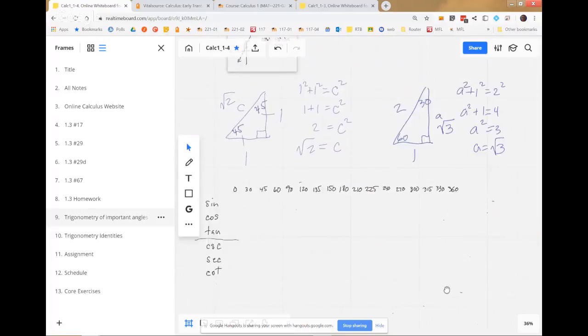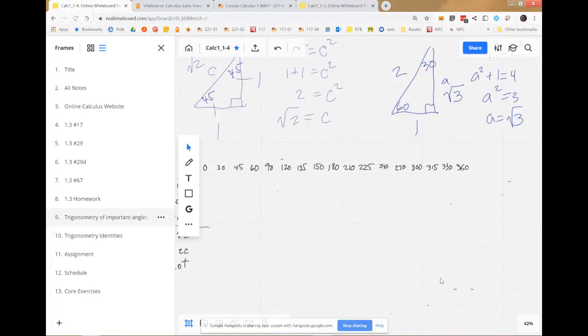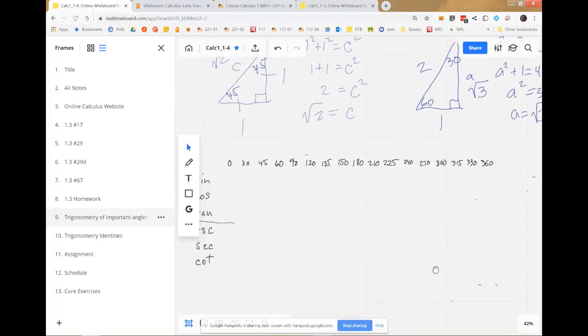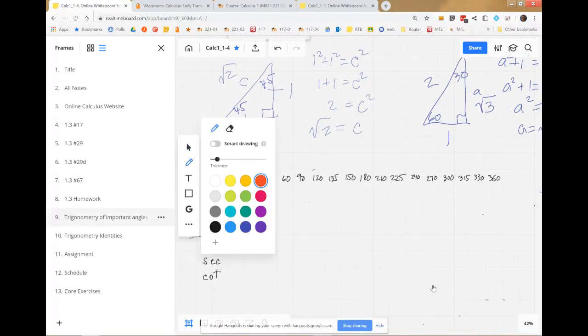Okay, and we're going to keep our two geometry triangles visible as we start writing these out. See if I can write small enough for this to work. Okay, so here we go.